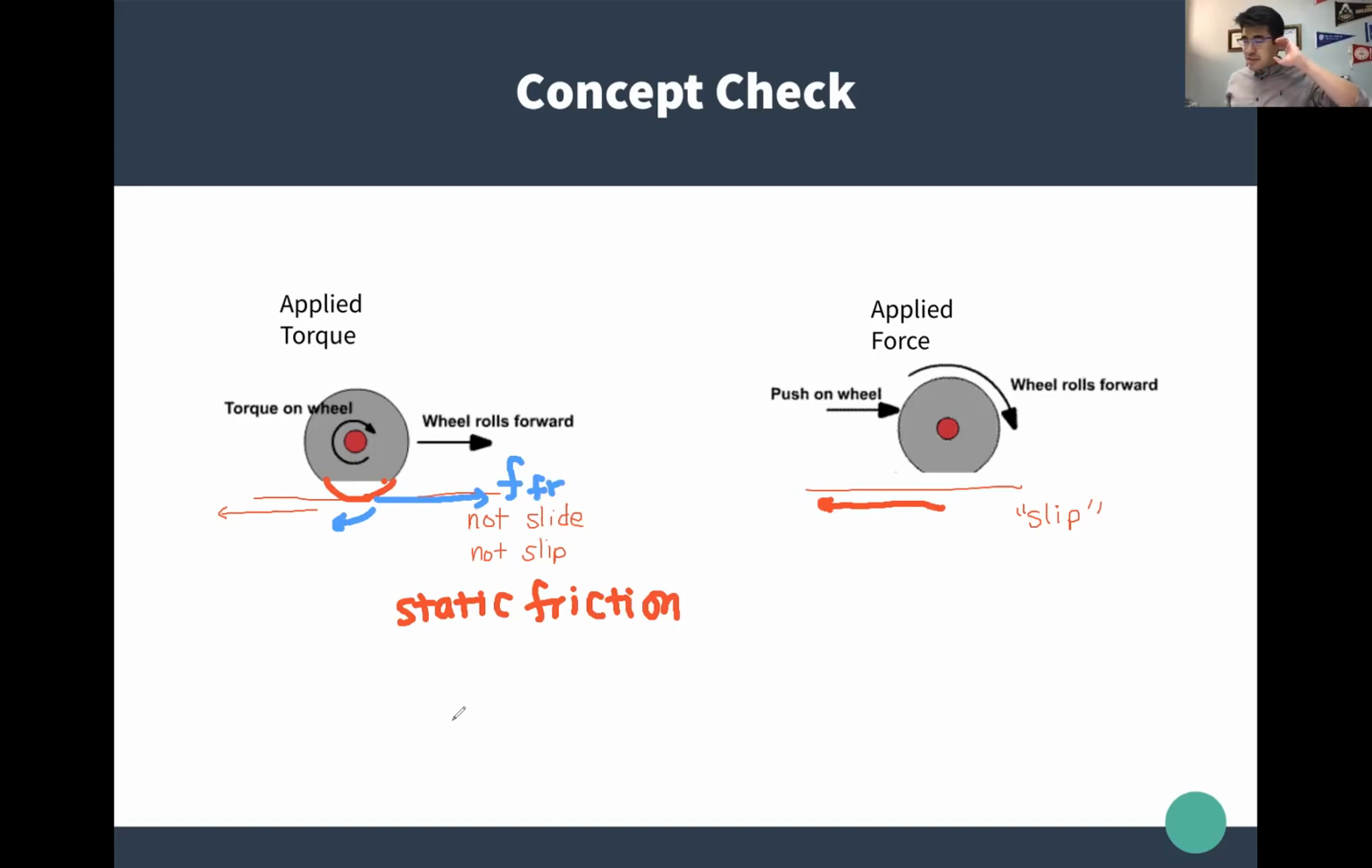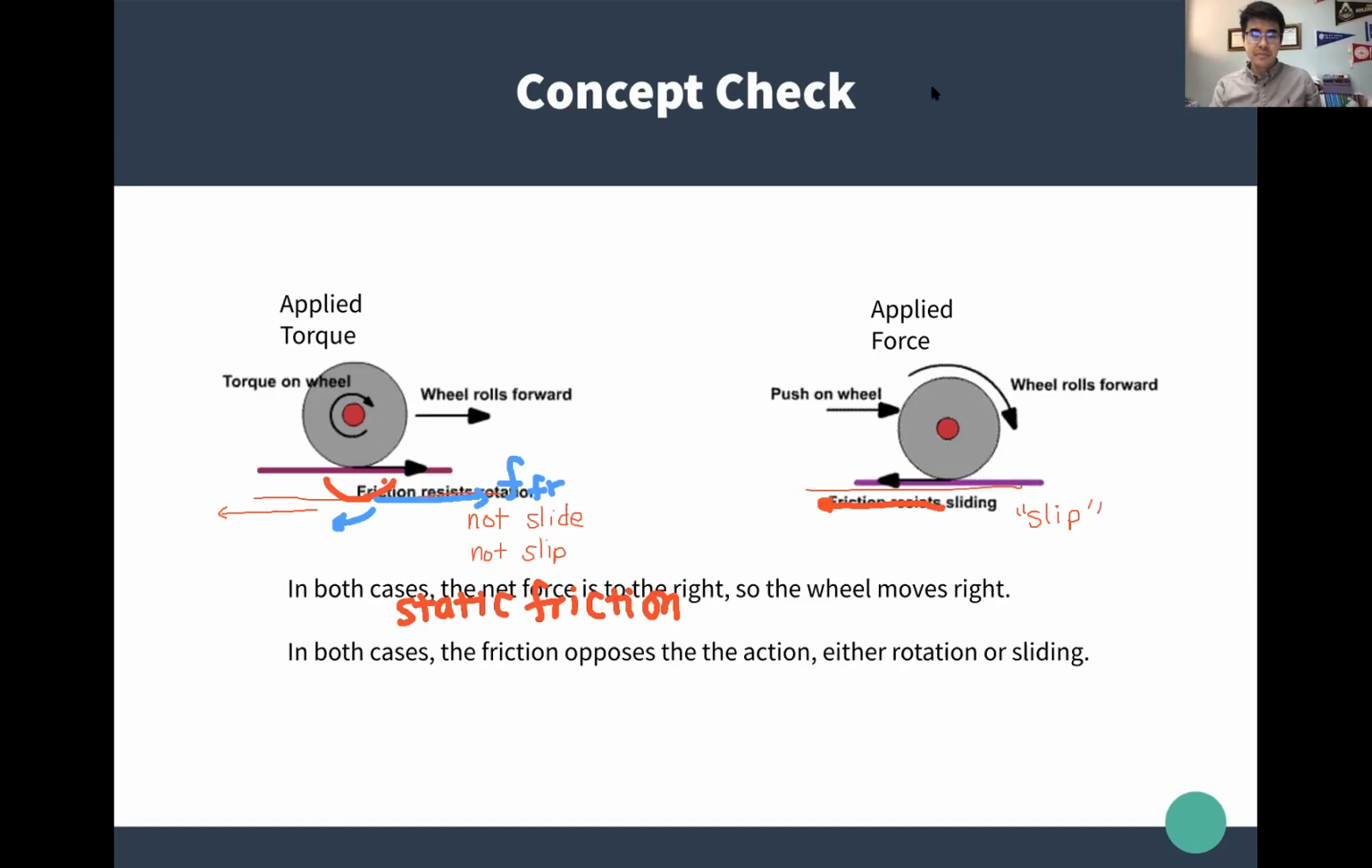It's really hard to conceptualize. But you have to think the wheel is turning and it's hugging the ground. It's not slipping on the ground. And when it hugs the ground, look at my fingers. My fingers are digging into my palm, pointing to the left. So when it's pointing to the left, the ground is pushing my hand to the right then. So in both cases, the friction force is to the right, so the wheel moves to the right.